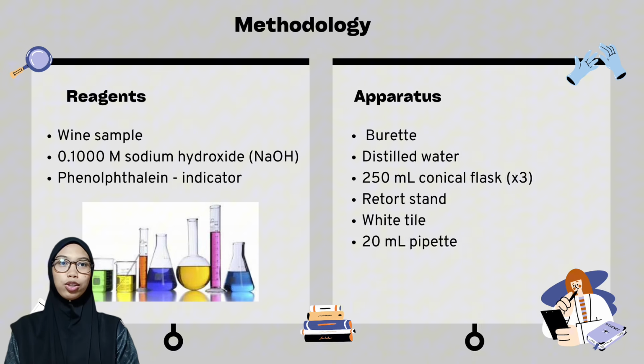Next part is methodology. For this part, we need three things to do titration, which are reagents, apparatus, and procedure. For reagents, we need one sample, 0.1 molar sodium hydroxide, and phenolphthalein. For apparatus, we need a burette, distilled water, a 250 ml conical flask, a retort stand, a white tile, and a 20 ml pipette.